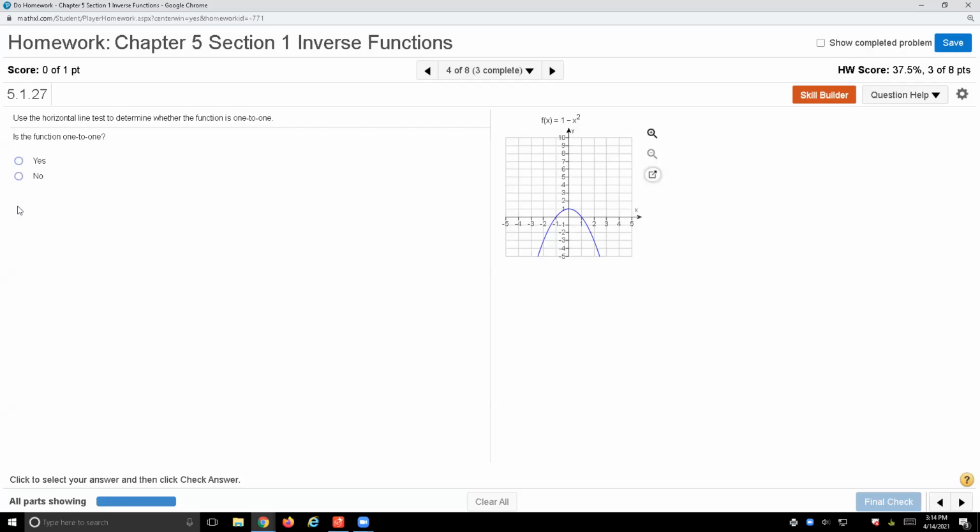Okay, in this one, do I have everybody on the screen? Yes. In this one, it says use the horizontal line test to determine whether the function is one-to-one. Here's where we have a connection, which is terrible because I ran out of paper. Oh, I'll use this paper.